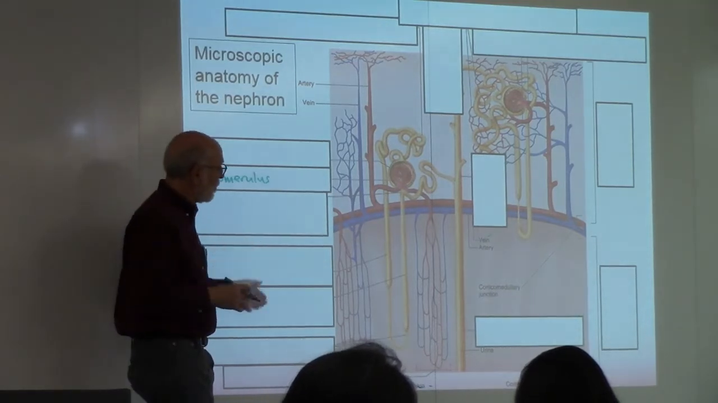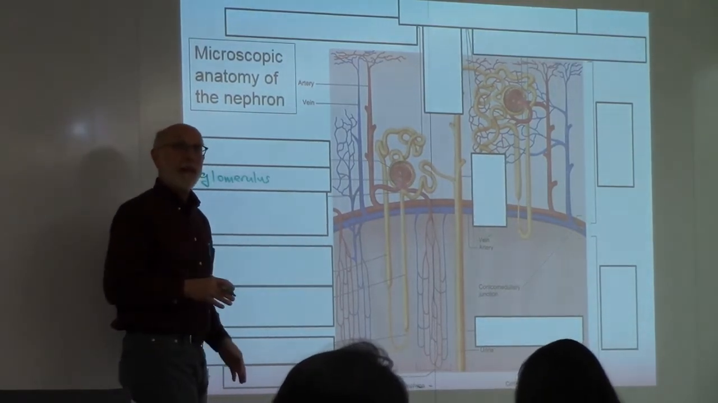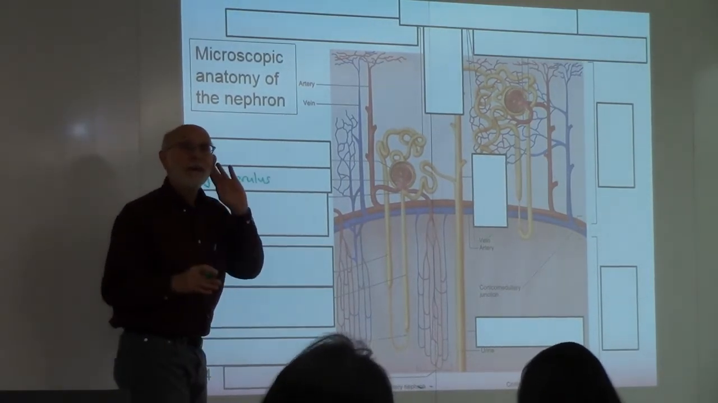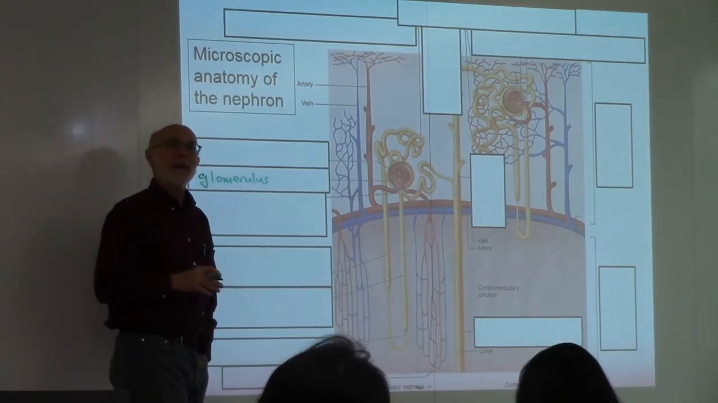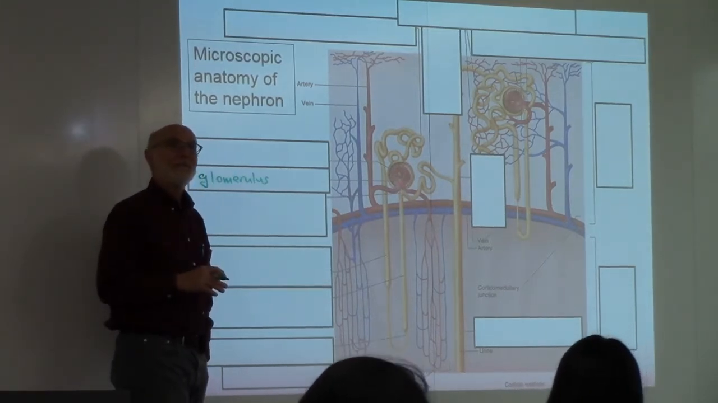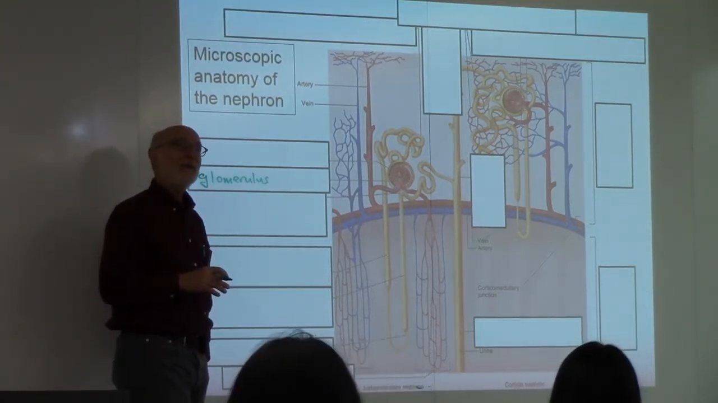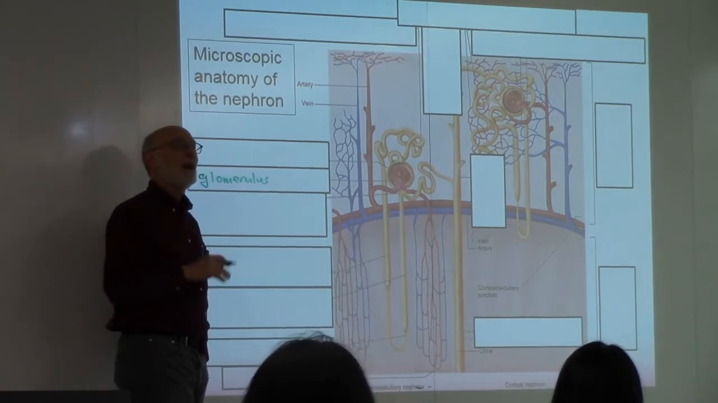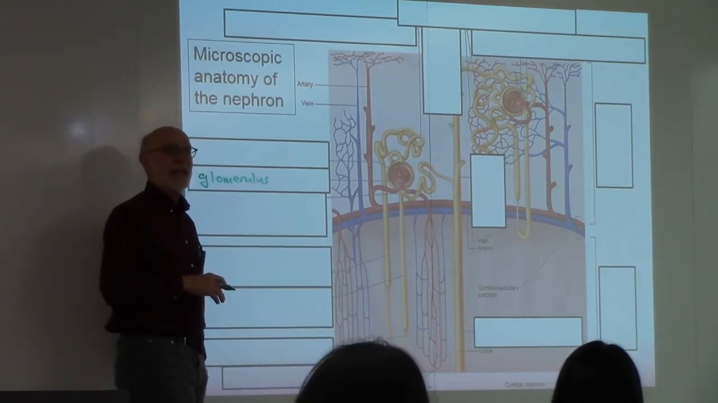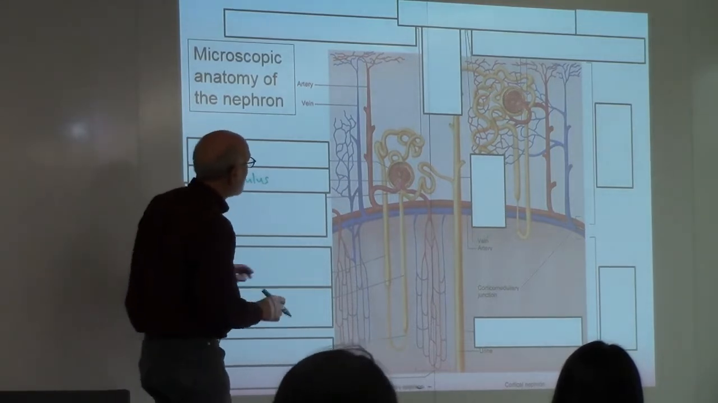descriptor of the two different parts of the loop. You definitely got it. Is that what you're looking for? The thick and thin? No, that wasn't what I was thinking about. Up and down. Somebody help her out. Ascending and descending.